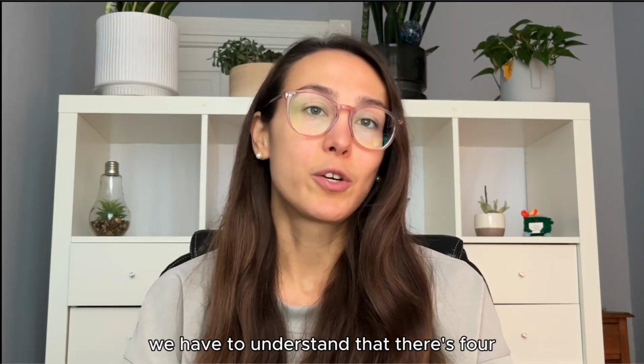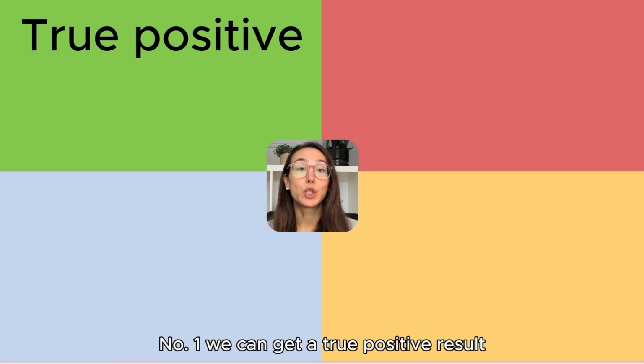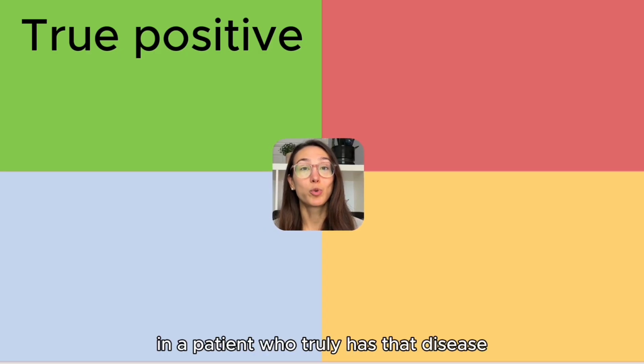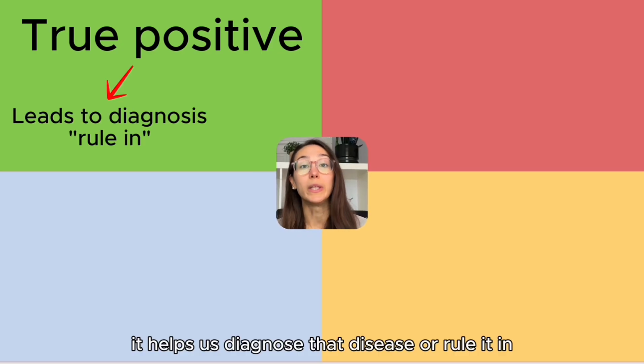Well, first we have to understand that there's 4 possible outcomes for a test. Number 1, we can get a true positive result, meaning the test is positive in a patient who truly has that disease. It helps us diagnose that disease or rule it in.